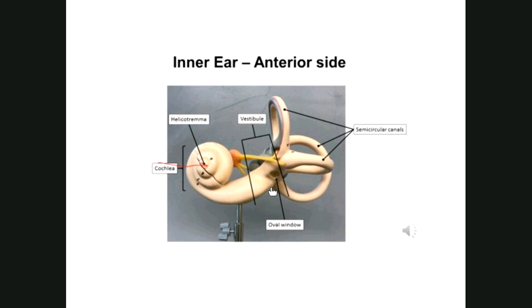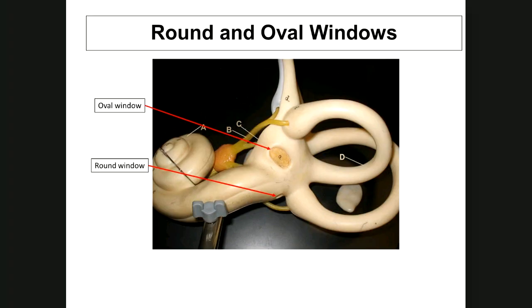Okay, so those are the three canals. At the base of each canal is a swollen base called an ampulla. Now there's an ampulla there. Let me see, I brought this picture here. You can see the ampulla pretty well, the swollen base. There's one on each of the semicircular canals.